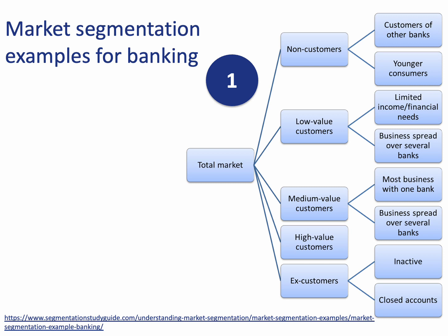Okay, so you can look at the total market and segment them. One way is this way: non-customers, low-value customers, medium-value customers, high-value customers, and ex-customers. So please pause me for a moment and consider the question: which segmentation variables are being used? Which major category are they from: geographic, demographic, psychographic, or behavioral, and which specific segmentation variables are being used?